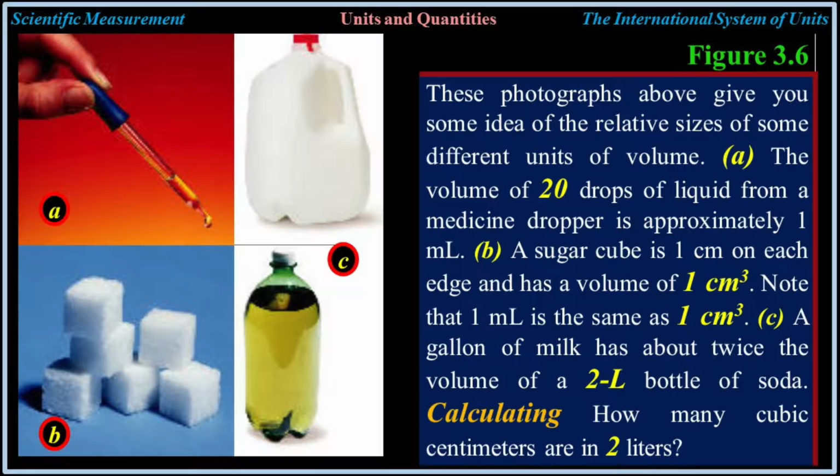These photographs above give you some idea of the relative sizes of some different units of volume. A, the volume of 20 drops of liquid from a medicine dropper is approximately 1 milliliter. B, a sugar cube is about 1 centimeter on each edge and has a volume of 1 cubic centimeter. Note that 1 milliliter is the same as 1 cubic centimeter. C, a gallon of milk has about twice the volume of a 2-liter bottle of soda, calculating how many cubic centimeters are in 2 liters.